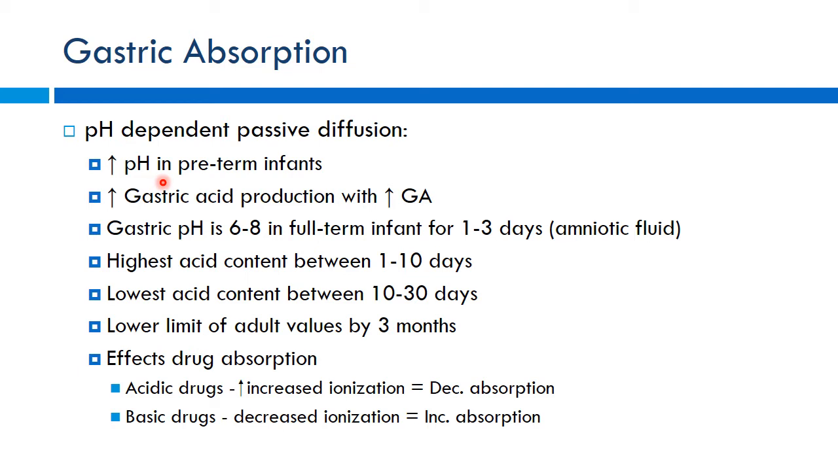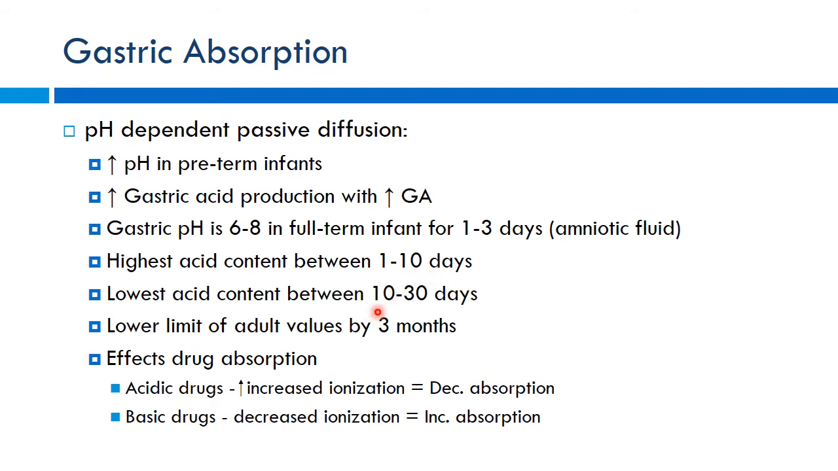Also, you're going to find that pH is going to be a lot higher in full-term infants, even for the first 3 days, due to the fact that they have been ingesting some of the amniotic fluid from the mom, which generally has a pH of around 6 to 8. Okay. You're going to find they start to really kick up their acid content during this first few, about the first week of life or so, and then it tends to decrease back down a little bit.